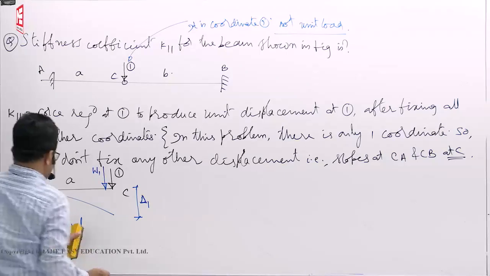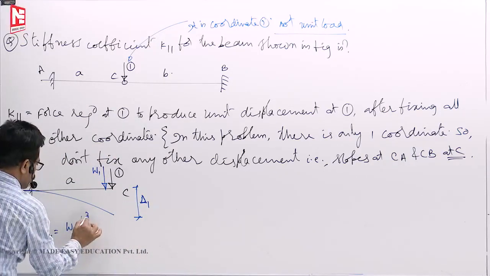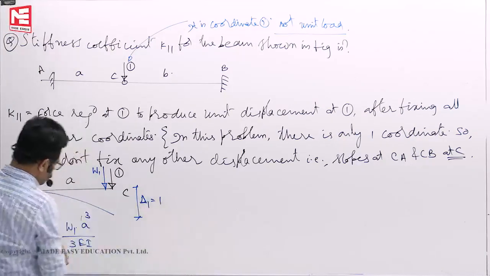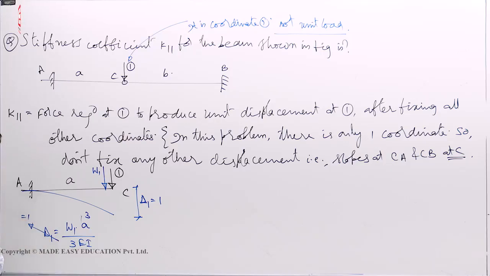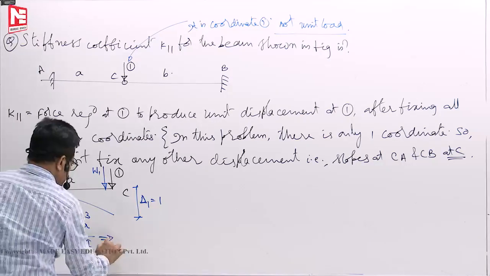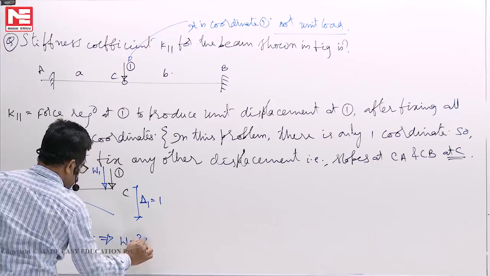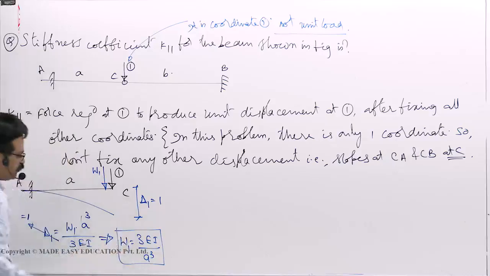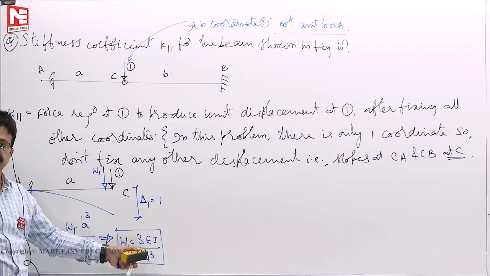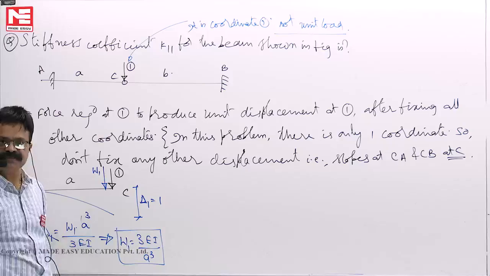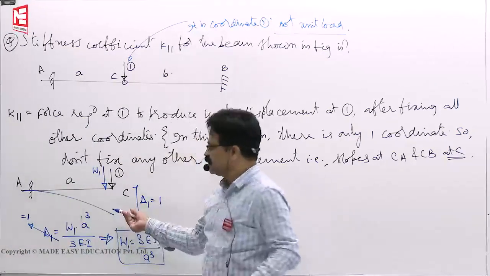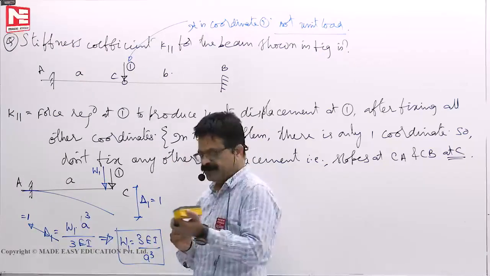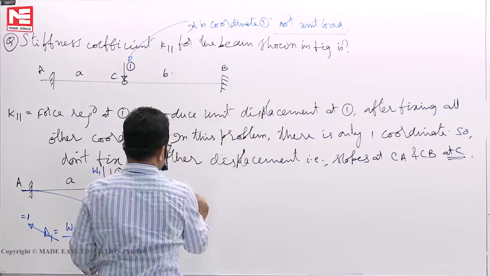I know the formula for delta 1: W1 into A cube by 3EI. But I don't want delta 1, I want delta 1 to be 1. Then what is W1? 3EI by A cube. If you apply 3EI by A cube amount of load, then delta 1 becomes 1. That's from strength of materials. And you don't have to use Castigliano's theorem 1. Double differentiation not required.